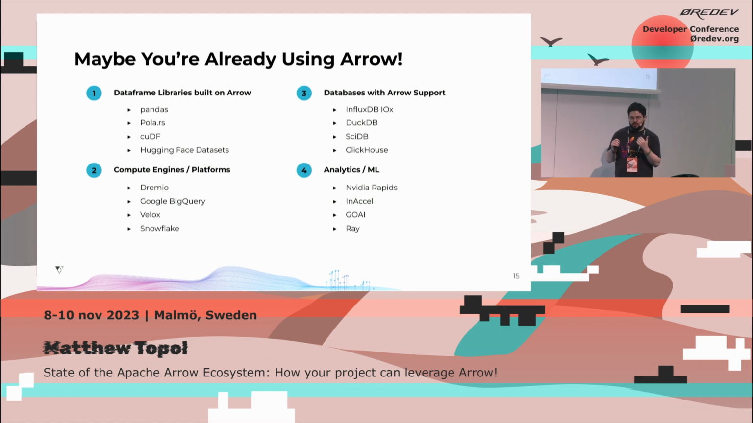If you're querying Dremio, Dremio's entire internal memory format is Arrow. Google BigQuery allows you to return data in Arrow. Meta's Velox open source compute engine and DuckDB have internal representations of data that are very, very similar to Arrow and in many cases identical, allowing you to get zero copy communication with those databases.